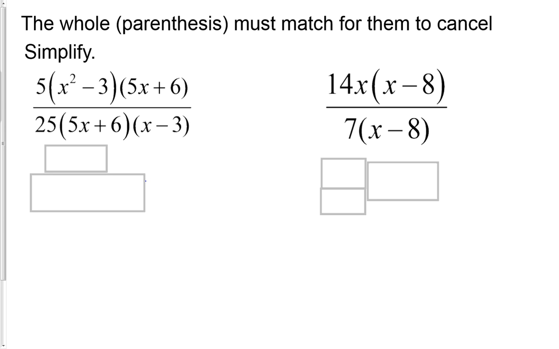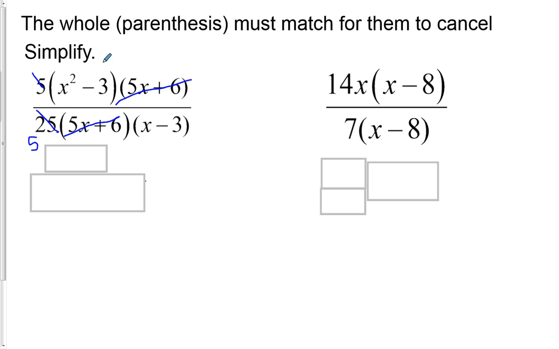Once you've paused, now hopefully you've unpaused, and then looking, we've got 5 and 25. 5 goes into 25 5 times. We've got x squared minus 3, x minus 3. Not the same, so that's going to stay. The squared's not going to cancel with this because x squared is different. 5x plus 6, 5x plus 6.